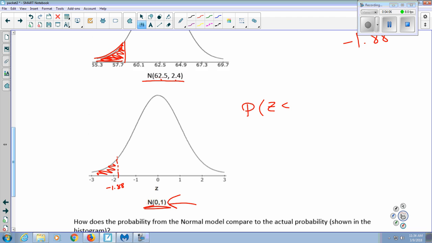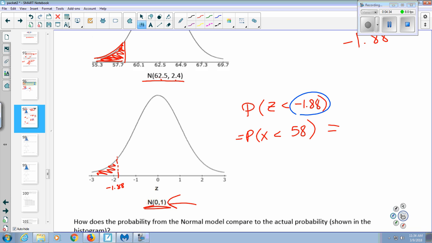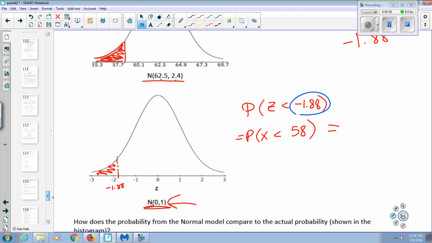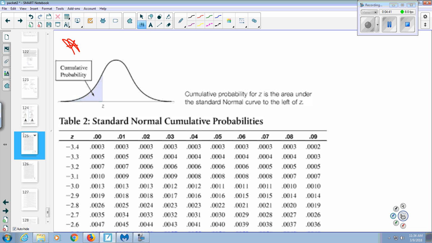So the probability that Z is less than negative 1.88 is going to be equal to the probability that X is less than 58. Okay, that's the probability of choosing a woman whose height is less than 58, sorry. So let's go ahead and see how to get this probability off the table. Okay, so let me flip to our tables pages, negative 1.88. So that's going to be on our first page of our table.